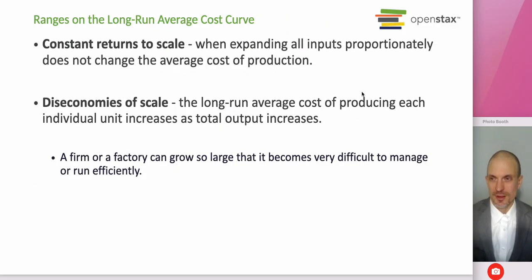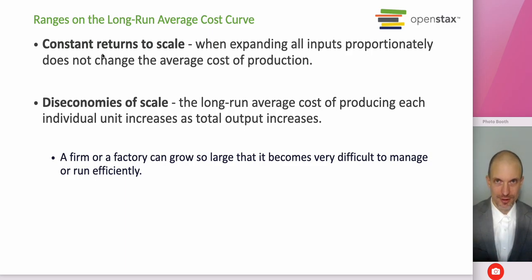Okay. Constant returns to scale is a situation when expanding all inputs proportionally does not change the average cost of production. Diseconomies of scale is the long run average cost of producing each individual unit increases as total output increases. This is interesting, but these are 2 very different concepts, and they've selected 2 that I wouldn't naturally compare. Okay, so let me clarify what they're doing here.